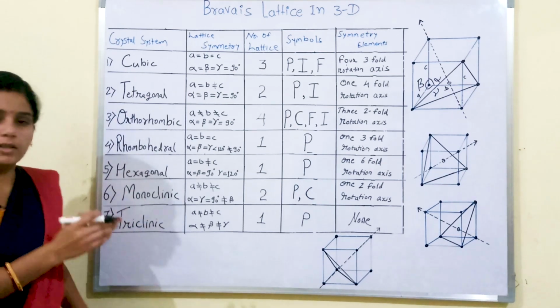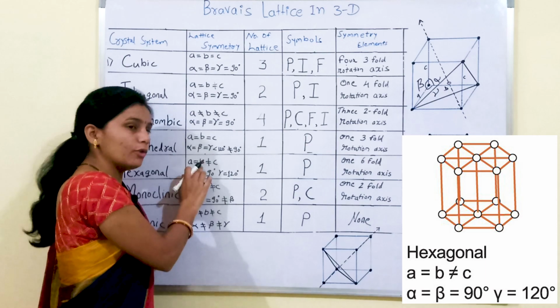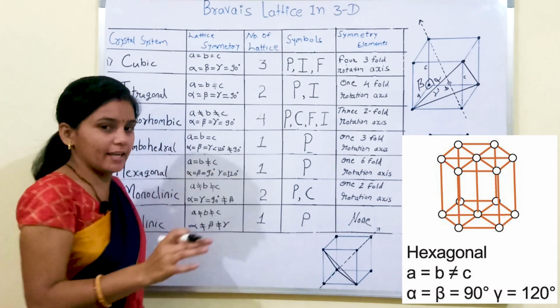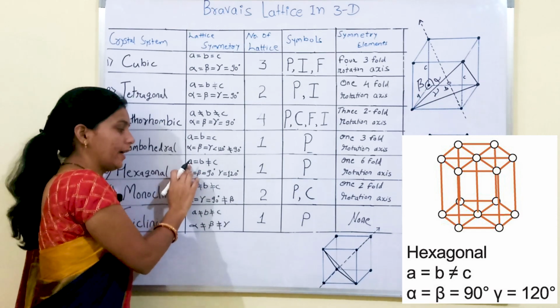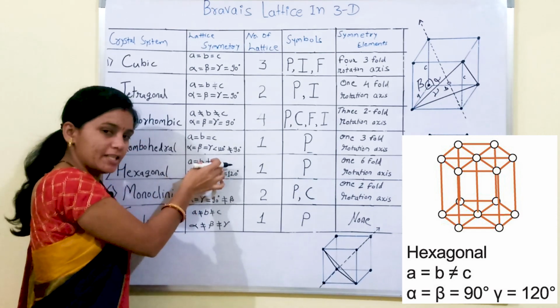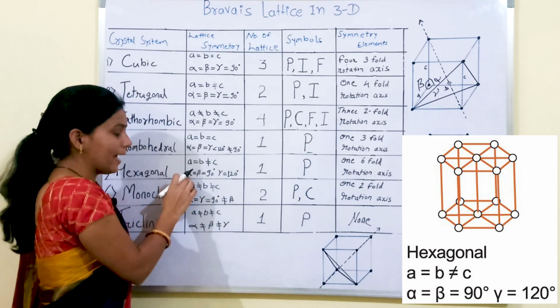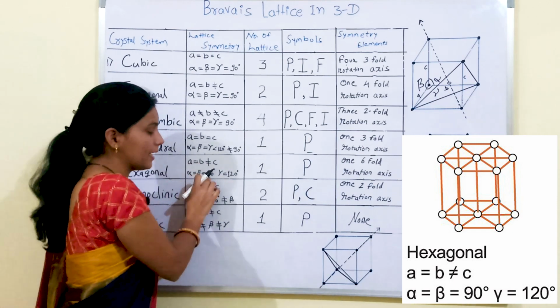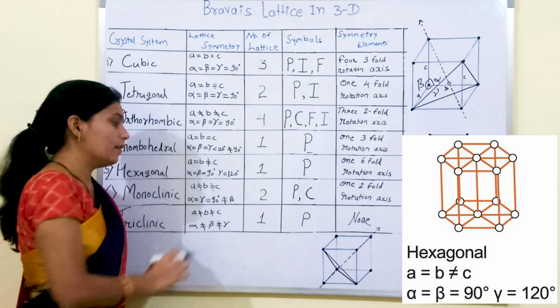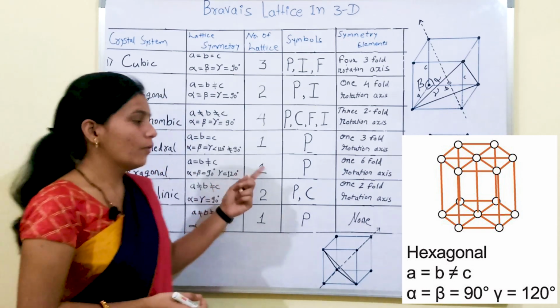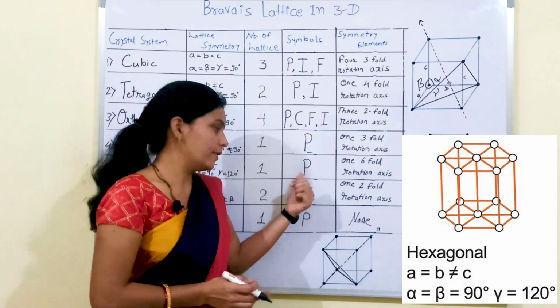The fifth one is hexagonal. In the hexagonal crystal system, a = b, not equal to c, as you can see on the screen. So a is equal to b, and the third edge is not equal to both. The angles alpha = beta = 90 degrees, but gamma is 120 degrees. There is also one Bravais lattice present, which is primitive.